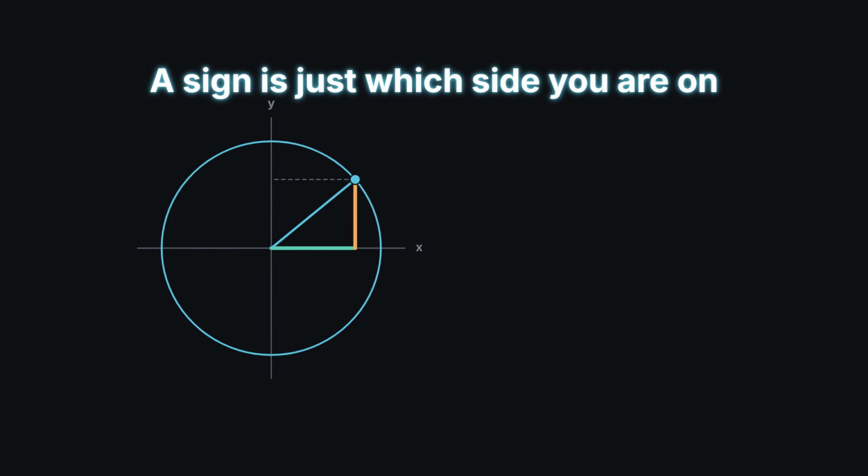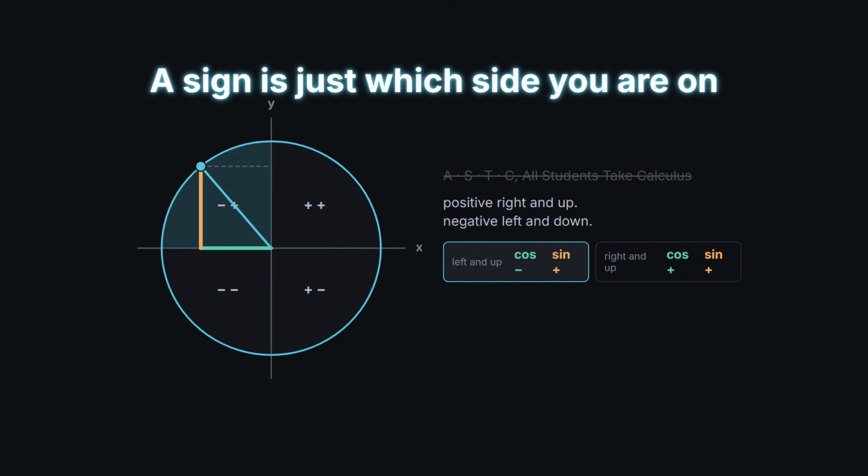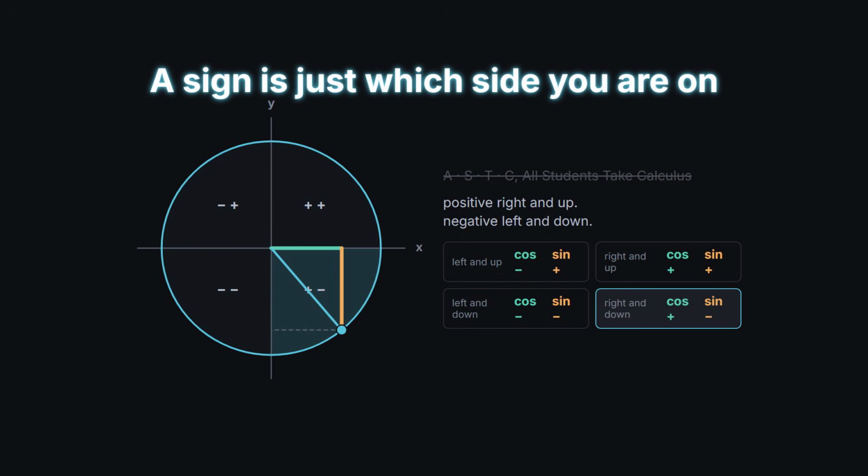So tangent of 90 does not exist. Every course teaches a mnemonic for which functions are positive where: CAST, or all students take calculus, depending on where you went to school. You do not need it. Sine and cosine are coordinates, and coordinates are positive to the right and up, negative to the left and down. That is all a sine is here. Top right, both are positive. Top left, cosine turns negative. Bottom left, both are negative. Bottom right, cosine comes back positive and sine is negative. You are not recalling a rule. You are looking at where the point is.